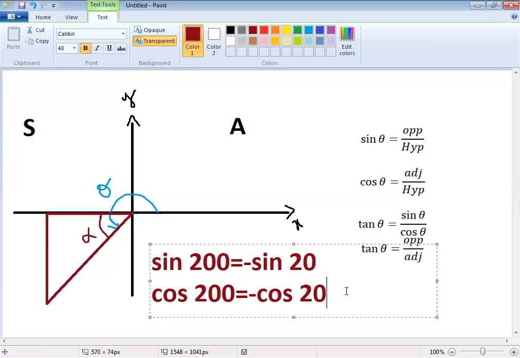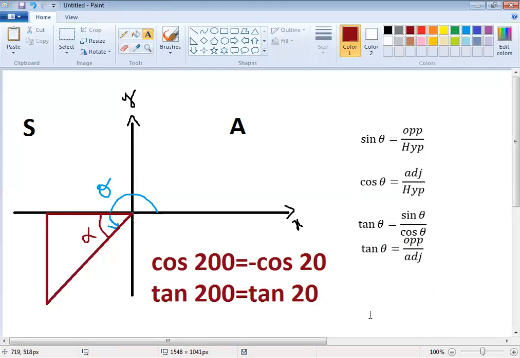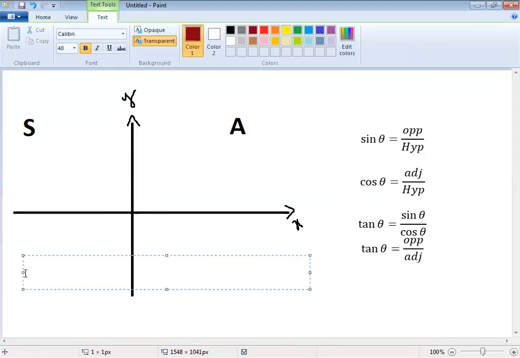Okay, what if someone wants to find out tan 200 then? Very good. Tan 20 with a positive. Why? Because cos and sine both became negative, so tan will be positive. Is this clear or not? So what did you come to know, that in this quadrant, what is positive? Just the tan. Is this clear?